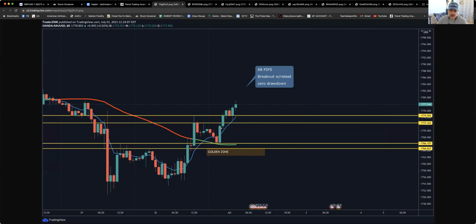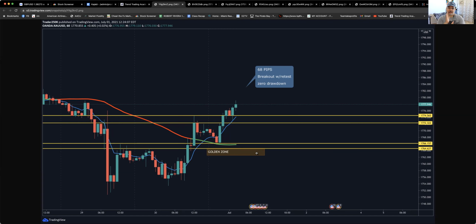Sure enough, it kept going. Okay, broke, retested, and took off. All right, 68 pips, breakout with retest, 0 drawdown. Okay, so all the trades this week were breakouts and retests. That's good for us, right? Since that's the bread and butter that we teach. There were no fake outs that we counted on to trade. I didn't see any that could have been taken advantage of.